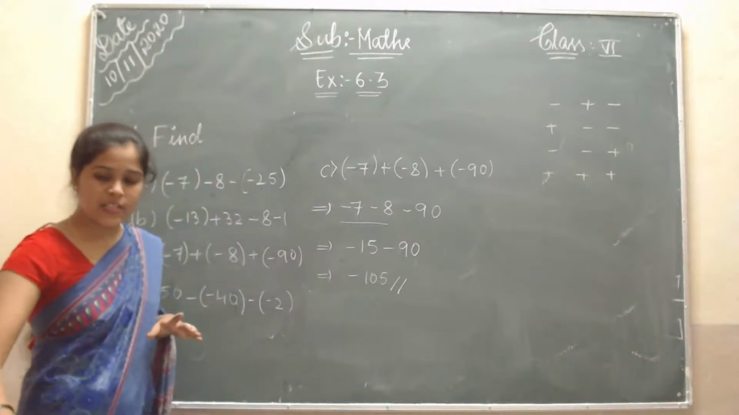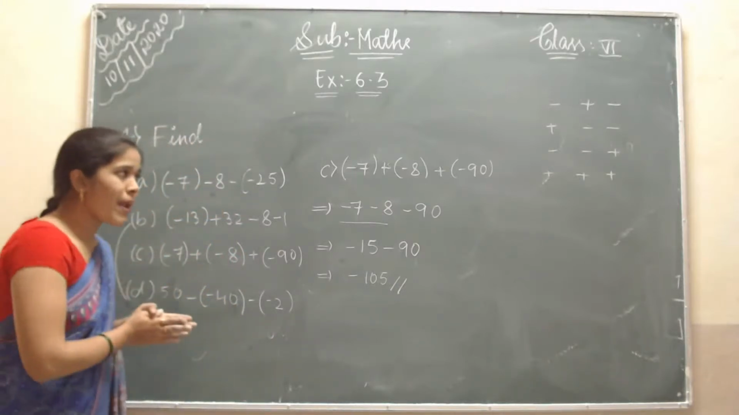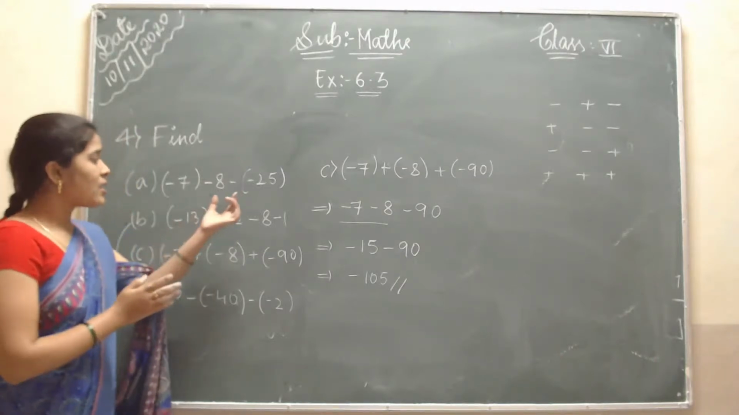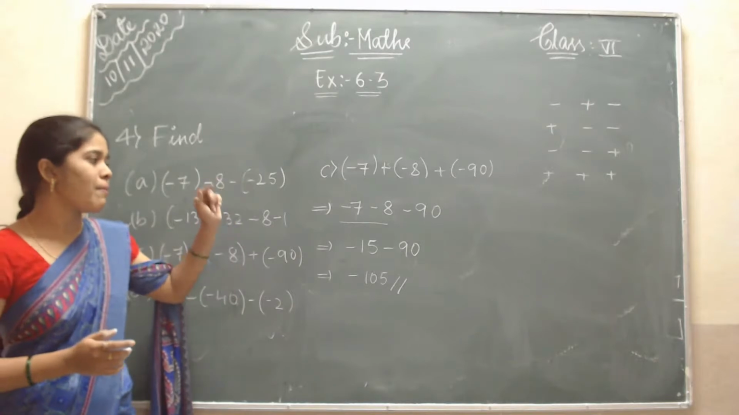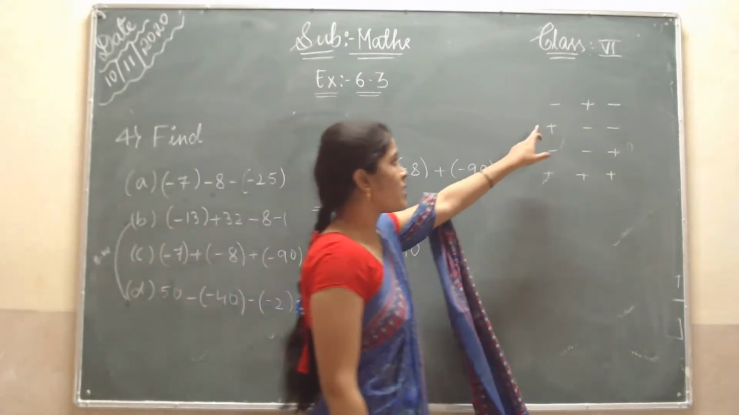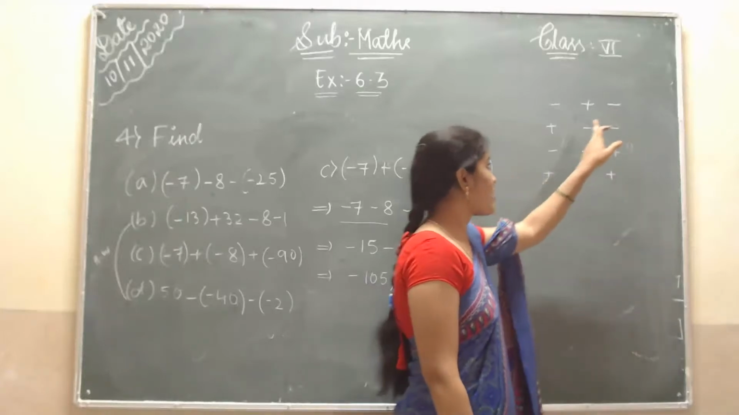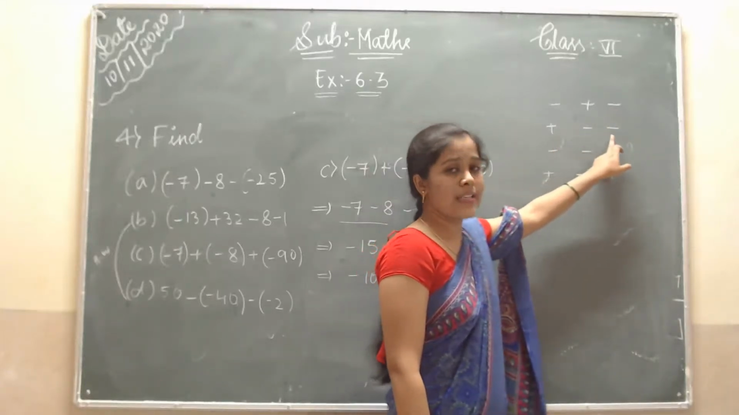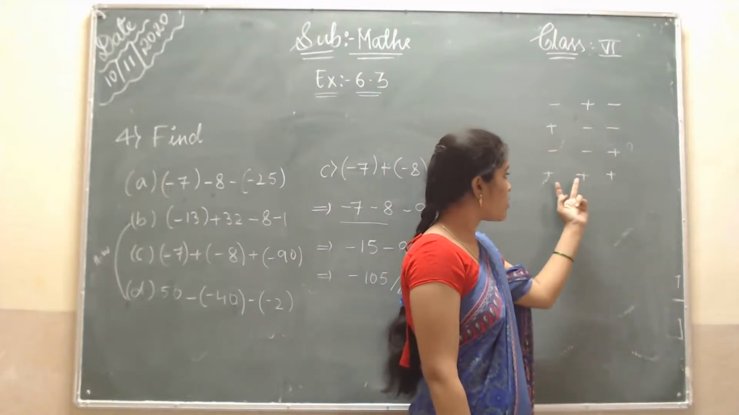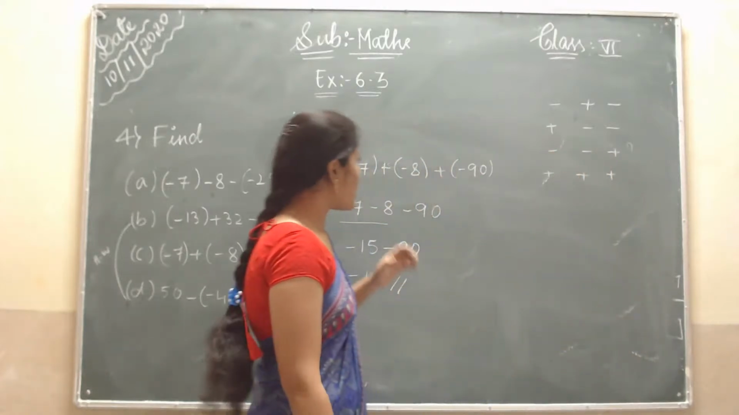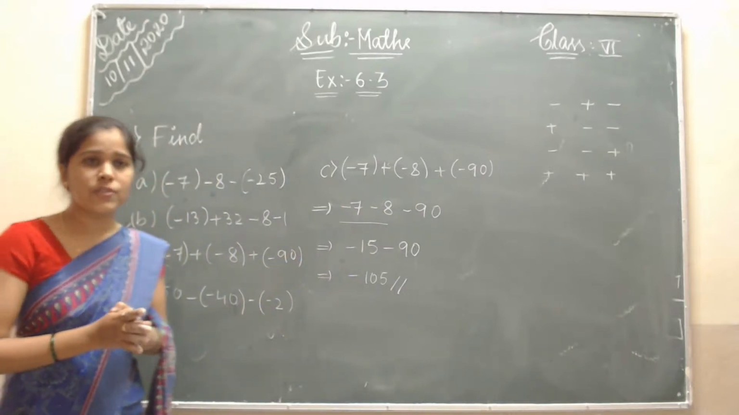Understood? Once again, I will explain what we have to do here. In this question, we have to remove brackets and see the signs of the integers. Minus minus plus. See here, one is minus, another one is plus, so the answer is minus. One is plus, one is minus, the answer is minus. Two like signs are always positive. This is also positive. So with the help of these rules, we have to solve this. Okay, hope you understood.